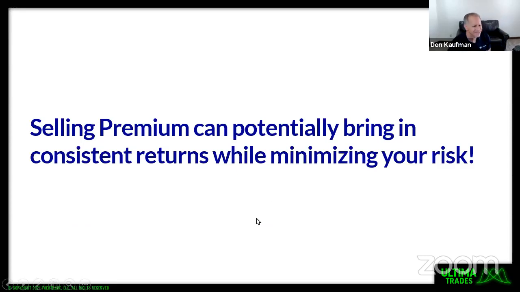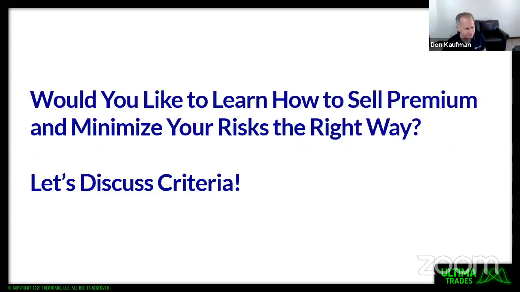Selling premium could potentially bring in consistent returns while minimizing your risk. I can't stress this one enough. When you're selling premium, you're thinking about how am I going to make money every 30 days? If you sell an option with 100 days and you buy it back when there's only 70 days left, that's 30 days. It's just not the 30 days that you thought it was going to be.